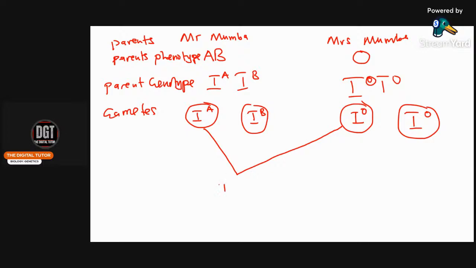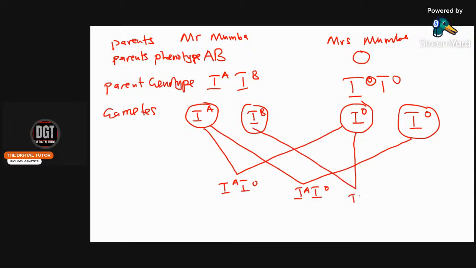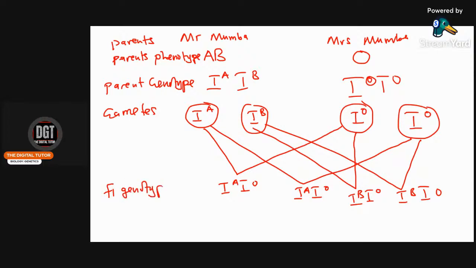So the chance is that this one is going to be AO. This one is going to be AO. Then this one is going to be BO. This one is going to be BO. So this is the F1 genotype. The offspring will have this genotype.